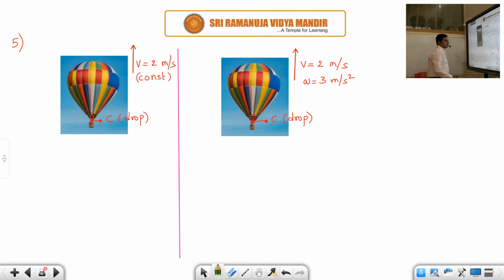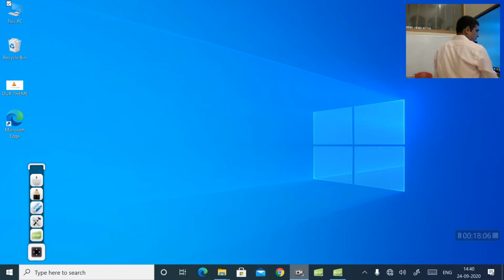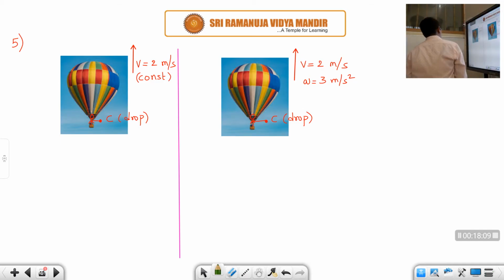Okay, so now let's move to the next interesting problem, students. By now you know how to write down the values of two moving objects from the ground frame. Suppose here I have two balloons. In the first case, it is moving upwards with a speed of 2 meters per second, constant velocity. The second case is also moving with a speed of 2 meters per second, but it is being accelerated by 3 meters per second square.